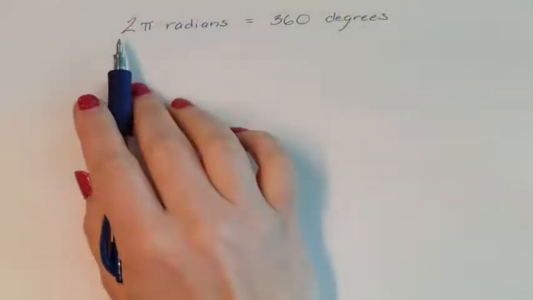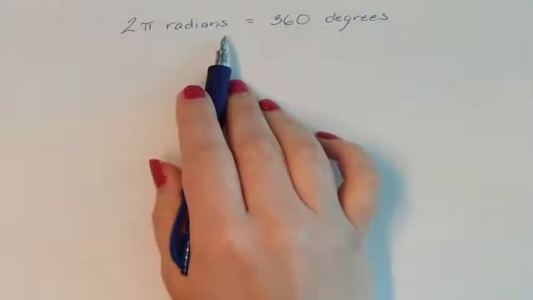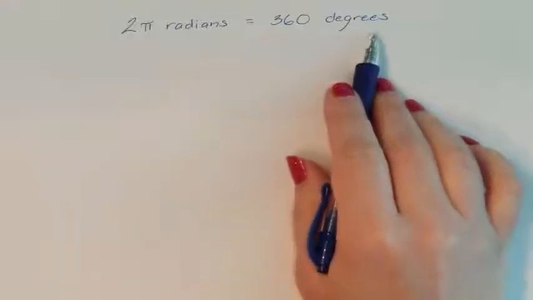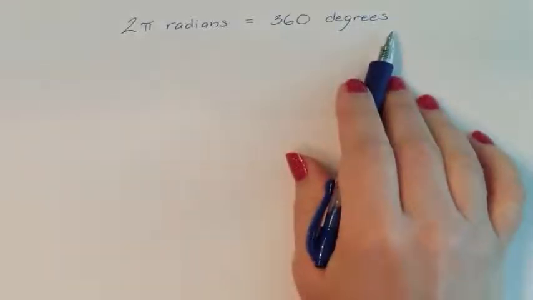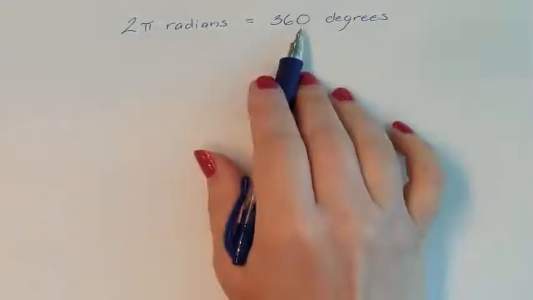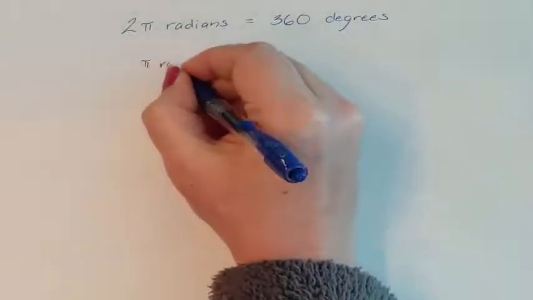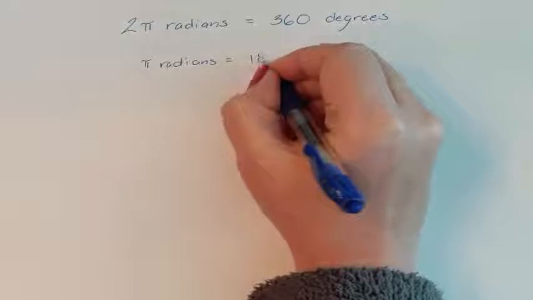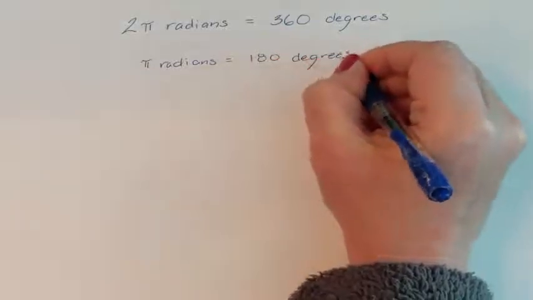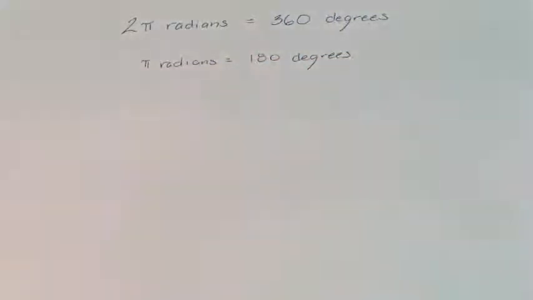From the Khan Academy video, we learned that 2 pi radians is the same as a full circle, which is the same as 360 degrees. Because they both are divisible by 2, we could also write that pi radians is the same thing as 180 degrees. And since this is an equality, you could also write this as a ratio.